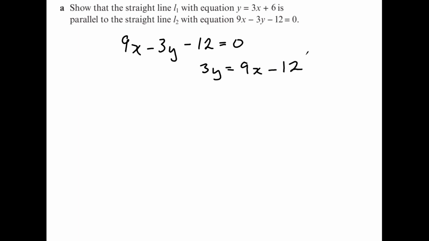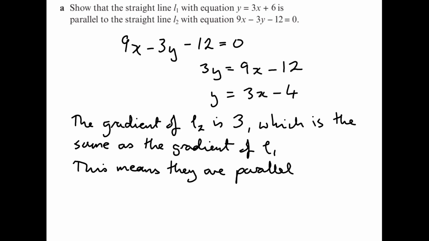The best way to show that two gradients are equal is to convert both of the equations into the y equals mx plus c form. So we've now rewritten the second equation as y equals mx plus c, and so we can simply state that the gradients are the same and therefore it is parallel.